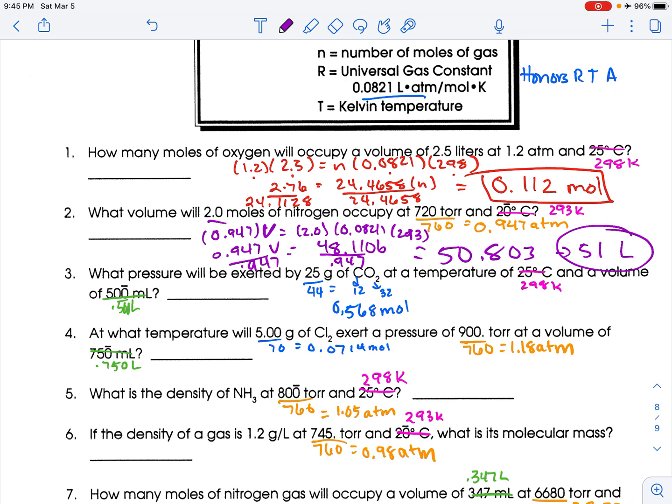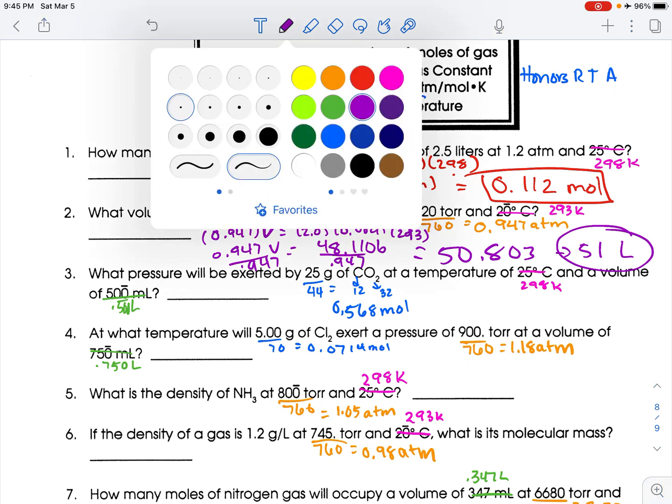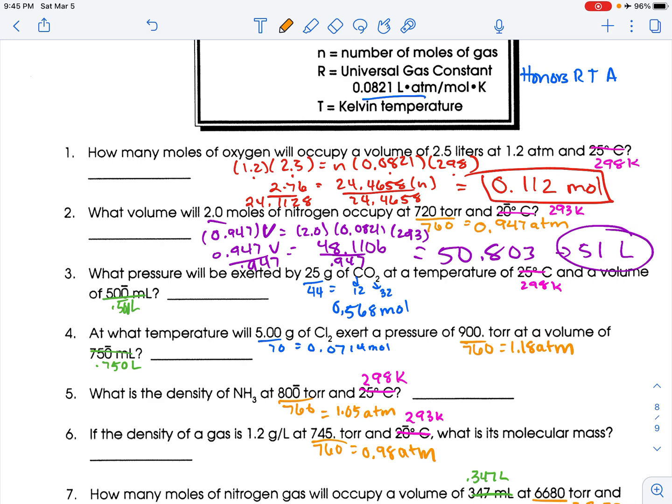Now 3 and 4 were even trickier because they didn't give us moles, they gave us grams. So we had to convert from grams to moles in addition to all those other conversions, because you couldn't just do some algebra here. So it says, what pressure will be exerted by 25 grams of O2? So we divided by 44, which is the GFM, and we got our moles, 0.568. And then temperature, and now I have a volume that's not in liters. It has to be liters, so I did that.